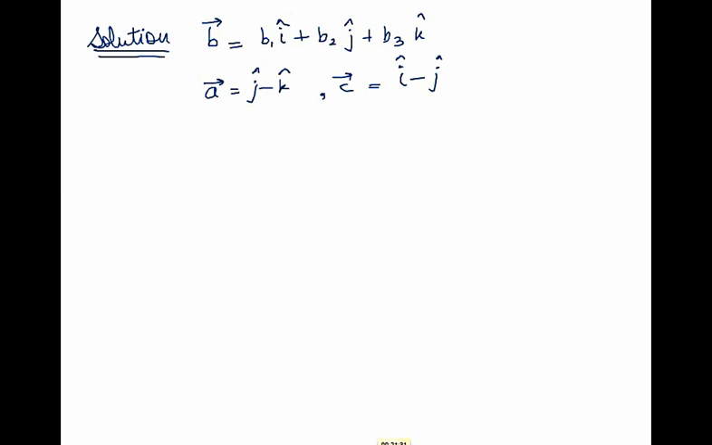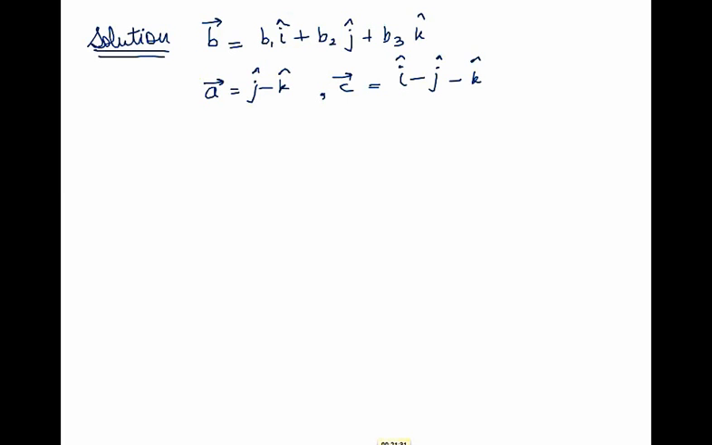We have been provided some condition for B, so let us first consider that vector B is nothing but B1 I cap plus B2 j cap plus B3 k cap. This is our required vector. Now we will make use of the given information. Our vector A is j cap minus k cap, and our vector C is equal to I cap minus j cap minus k cap.